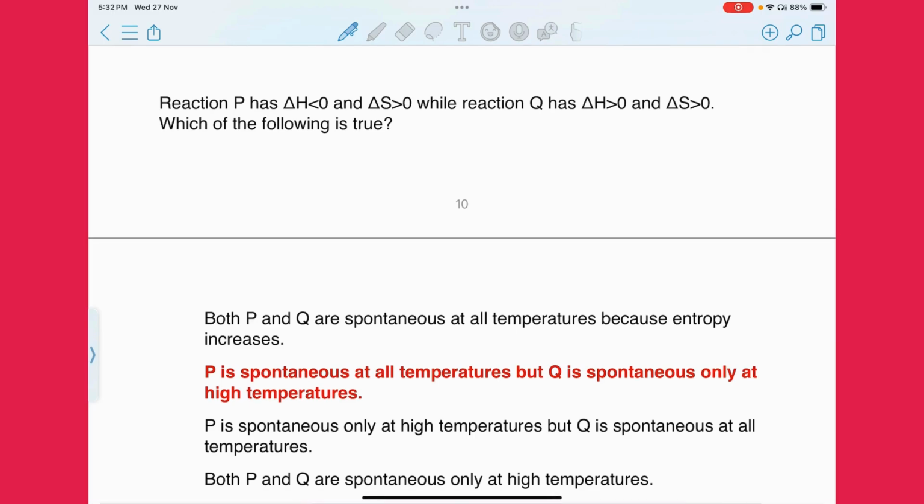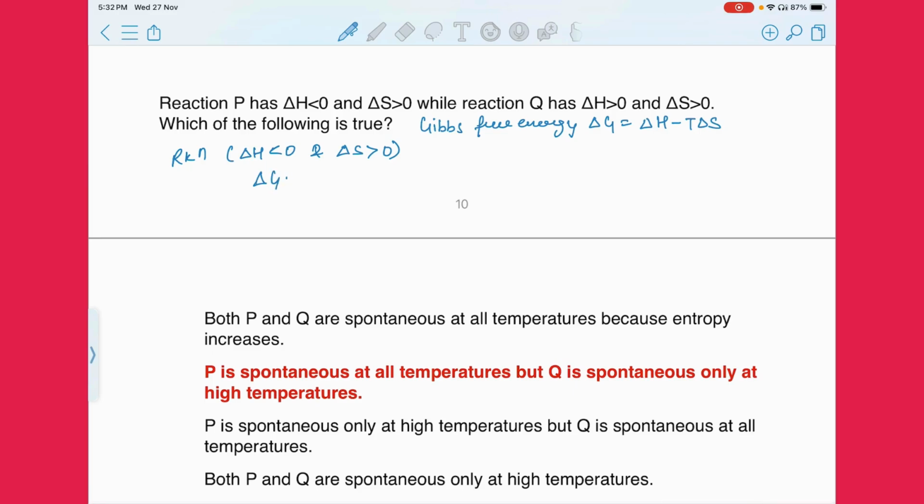Okay, so we know the Gibbs free energy formula says delta G is equal to delta H minus T delta S, where delta G determines the spontaneity of a reaction. So for reaction P, where delta H is less than 0 and delta S is greater than 0, we know that delta G is delta H minus T delta S.